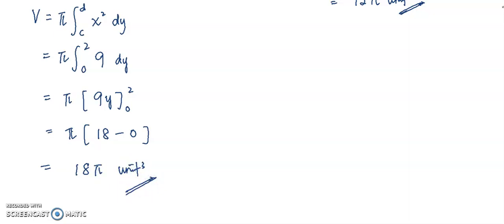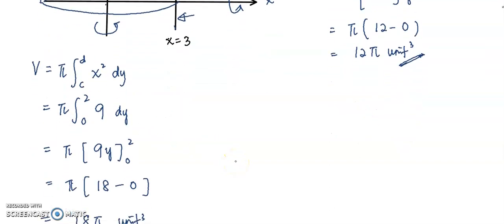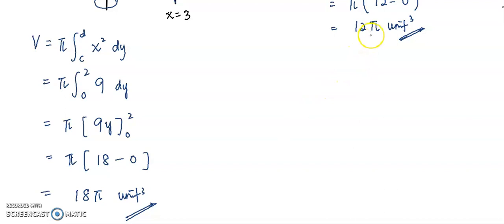So obviously, when you have the same piece of region rotated about the x-axis, the volume generated will be different from the volume generated when this piece of region is rotated about the y-axis. It will be different. All right. So for the answer, A is 12 pi and B will be 18 pi.